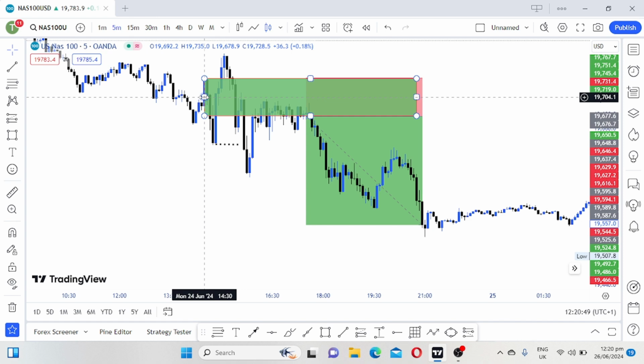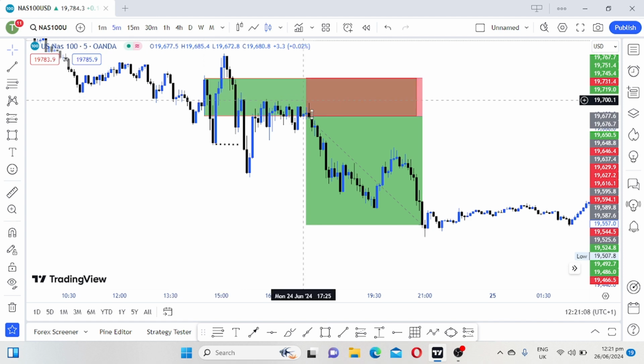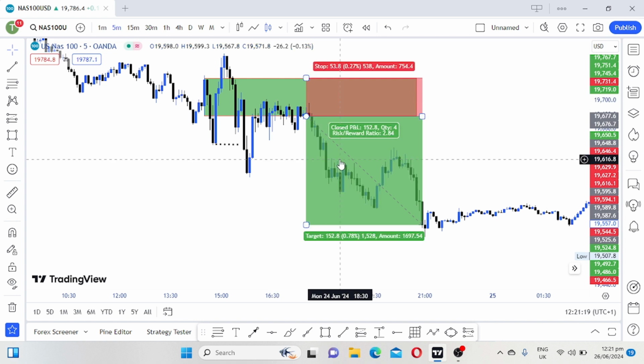Now you wait for price to come back and retest that zone. Then after that, we placed a sell. We put our stop loss above the 1430 candlestick to be safe, and then we target a 1 to 3 risk reward ratio. As you can see here, that is what we got. That is the second example.